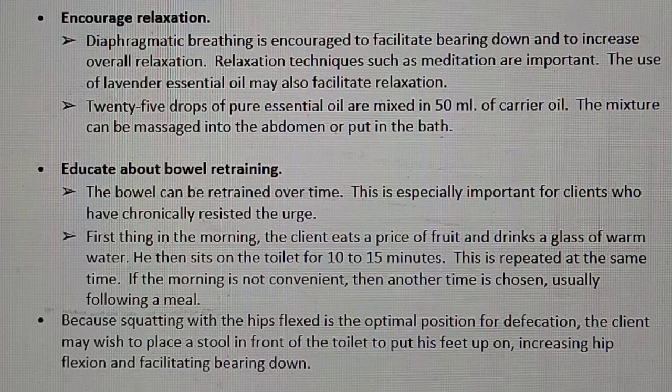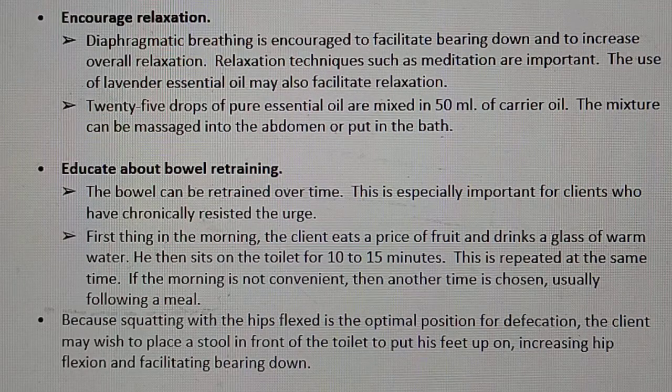Relaxation techniques such as meditation are important. Okay, if you can teach your client about meditation, the use of lavender essential oil may also facilitate relaxation. Like I said, if the client has no allergies to essential oils, then you can ask this client to use this. Okay. 25 drops of pure essential oil are mixed in 50 ml of carrier oil.